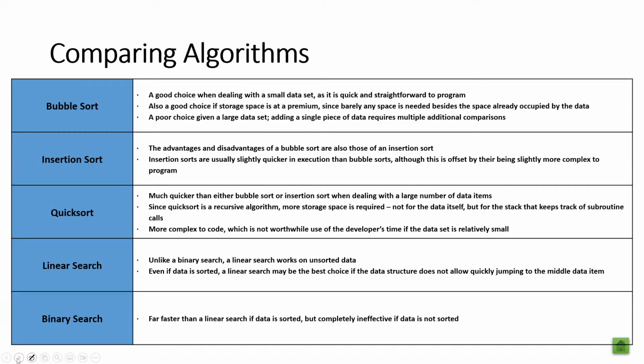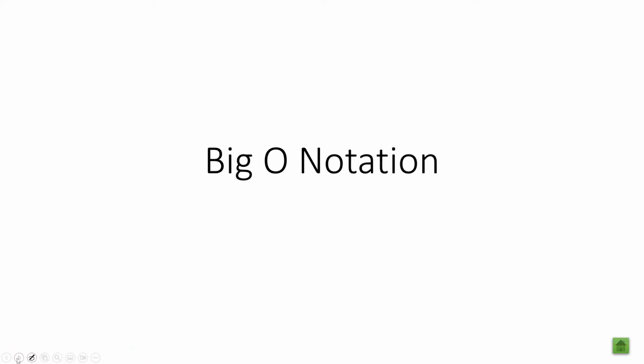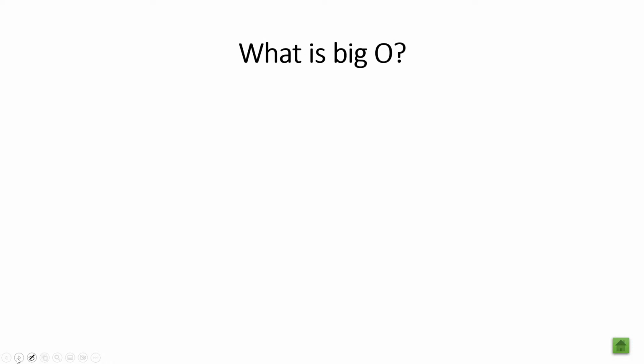So that's a nice little summary for you to summarize all of our sorts and searches. You can freeze frame on that. Take a quick screenshot. Then look at big O notation. So big O notation is basically just a way of classifying algorithms based on when you add more data in, how is it going to work?